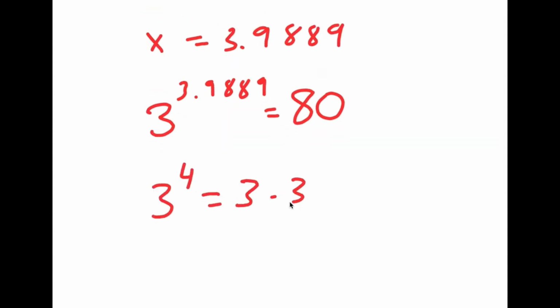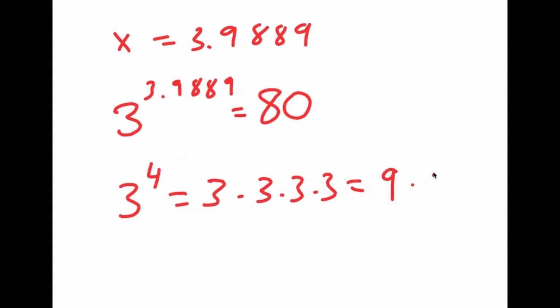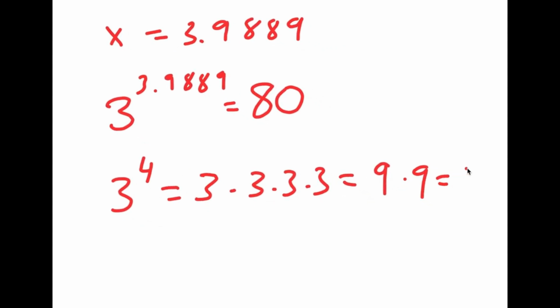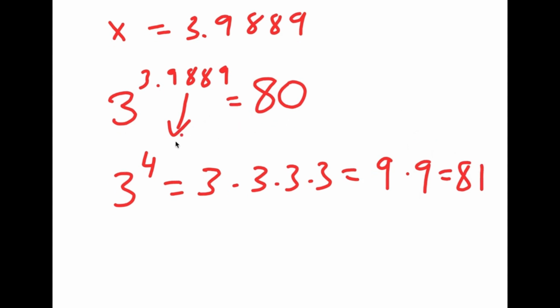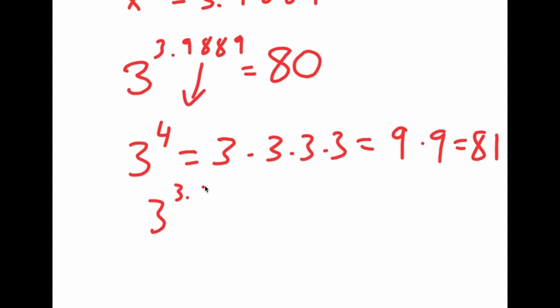3 to the power of 4 is the same thing as 3 times 3 times 3 times 3, which is the same thing as 9 times 9, which is equal to 81. Now 3.9889 is a little less than 4, meaning we can estimate that it's going to be around 1 less than 81. So it's safe to say that 3 to the power of 3.9889 is close to the value of 80.